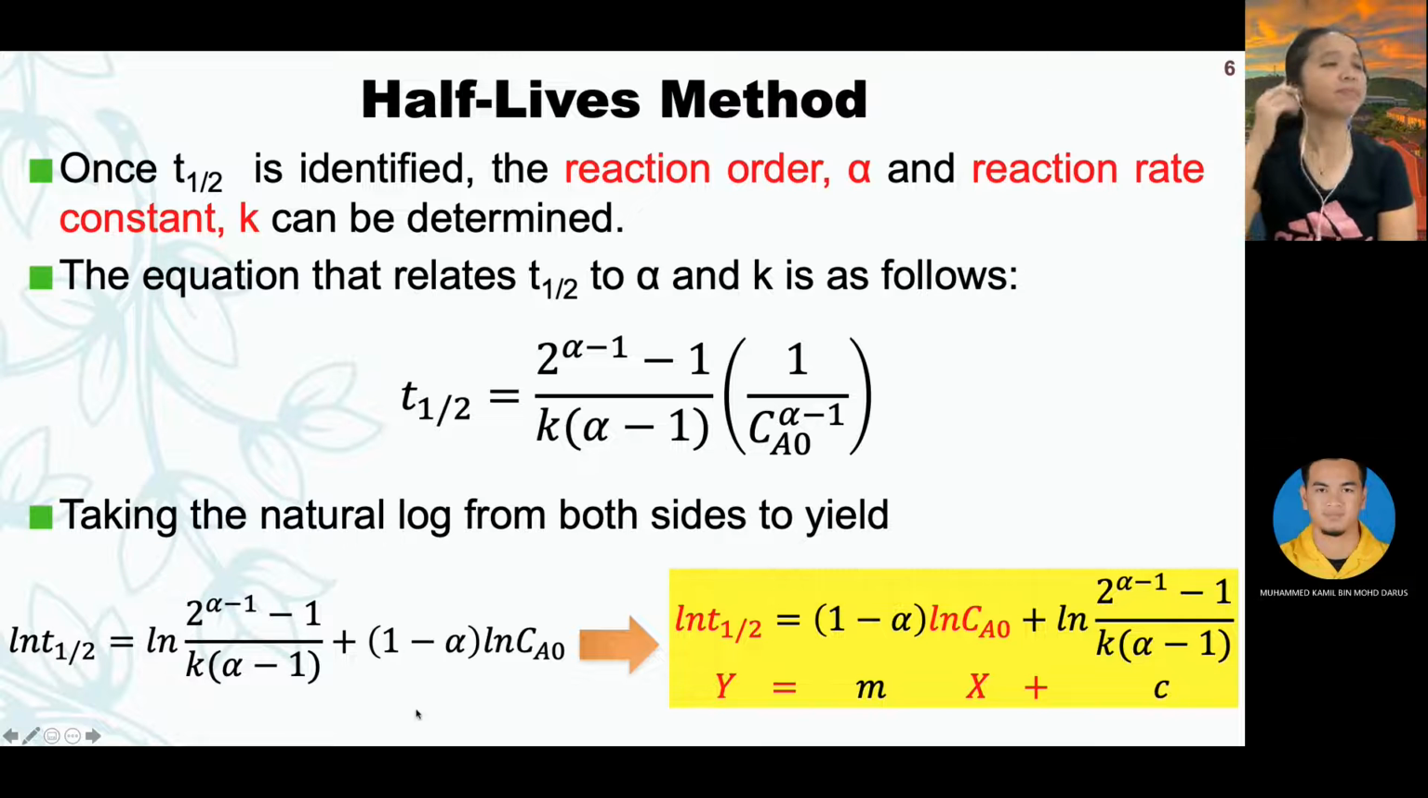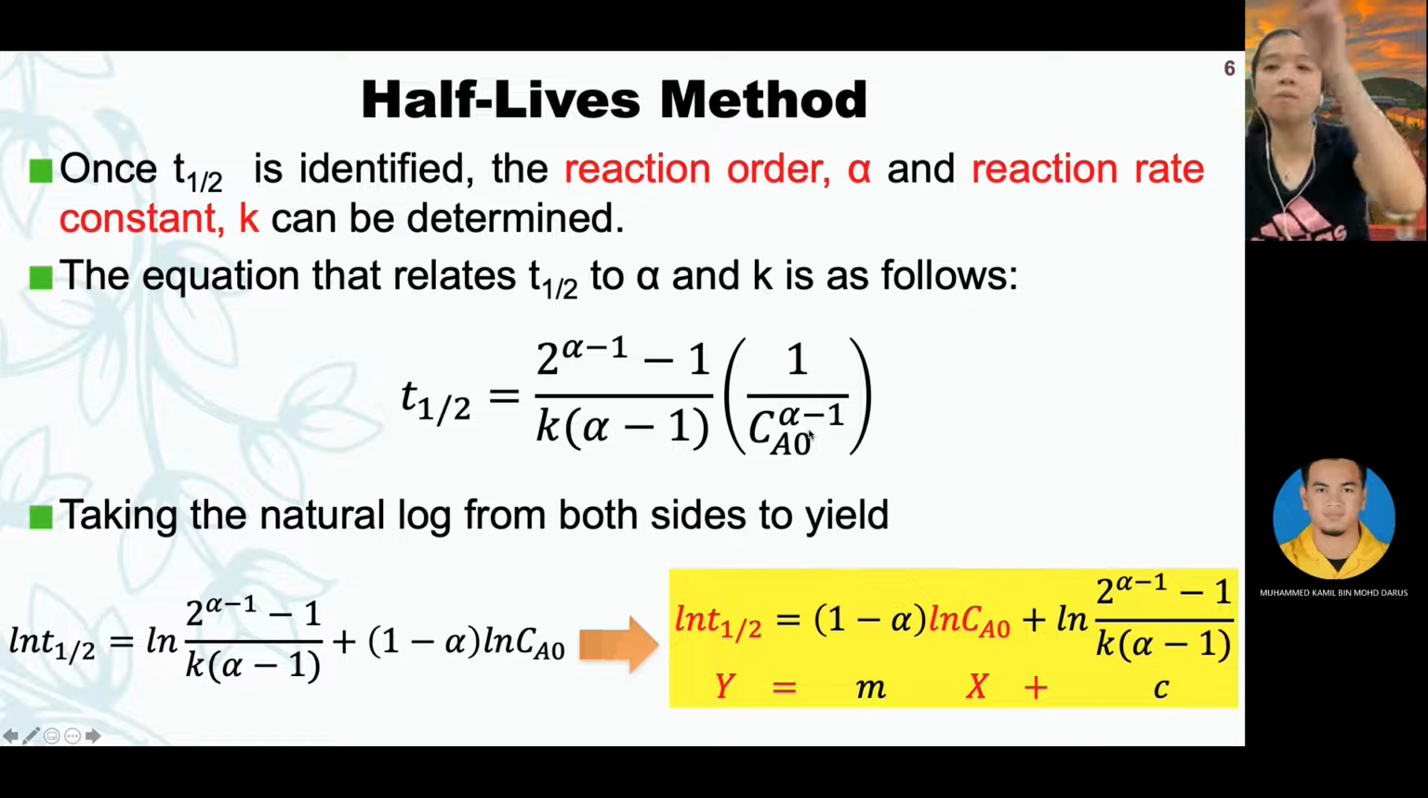And then the next one, the alpha minus 1, power yang kat bawah tu, okay, when you ln-kan, it become in bracket 1 minus alpha ln CA0. So kenapa 1 minus alpha walaupun originally dia adalah alpha minus 1 sebab this is 1 per CA0, alpha minus 1. So kalau kita naikkan by right, kita akan dapat CA0 1 minus alpha. So bila CA0 1 minus alpha, kita ln-kan, yang kuasa tu pergi ke hadapan. That's why you get 1 minus alpha ln CA0.